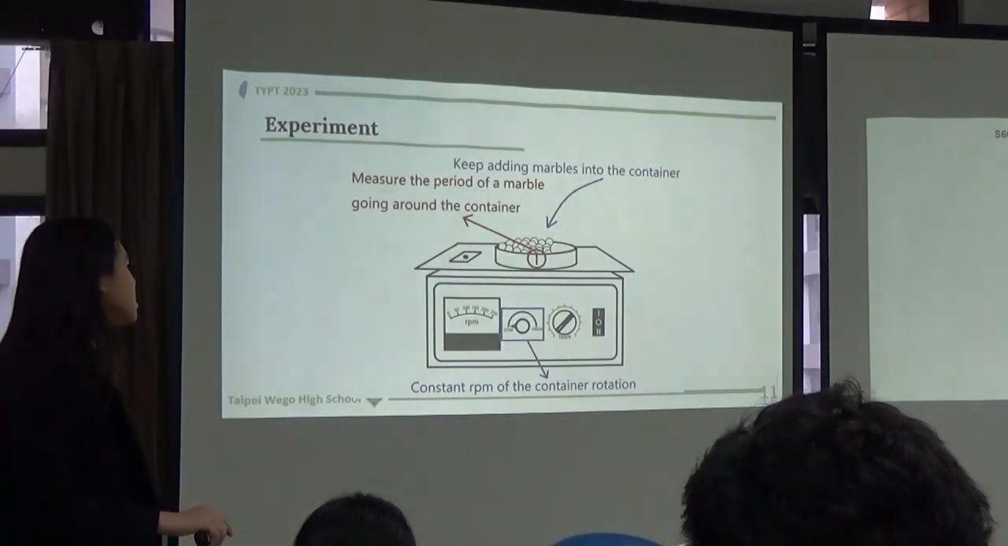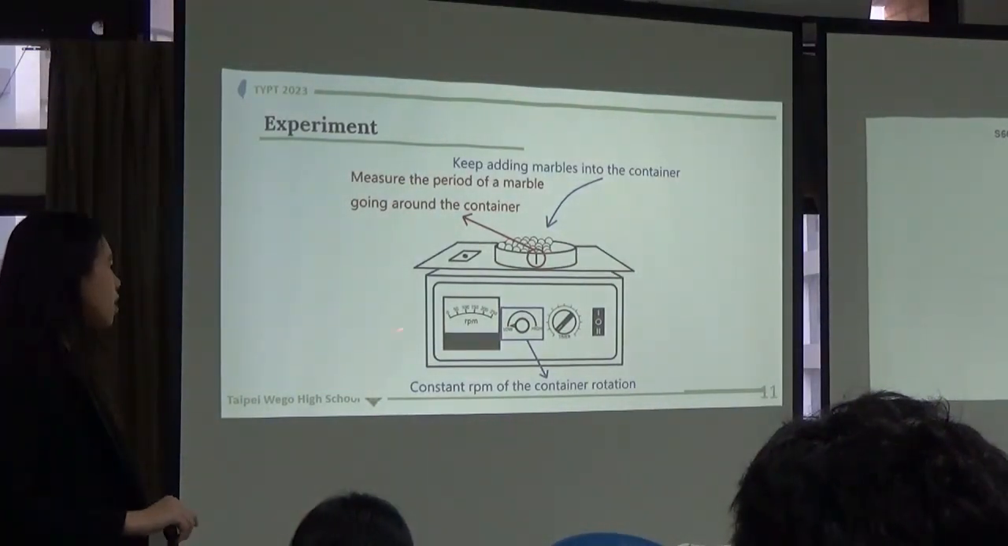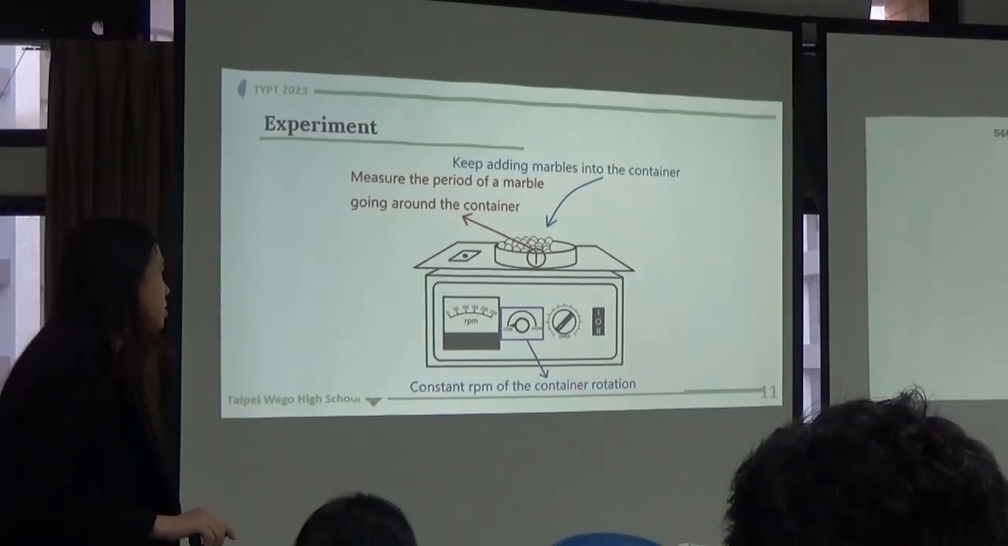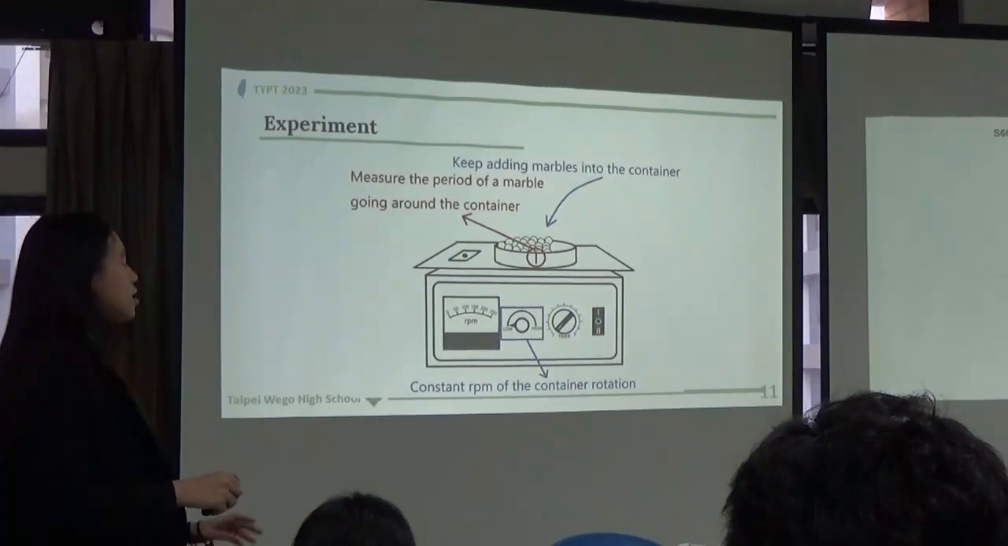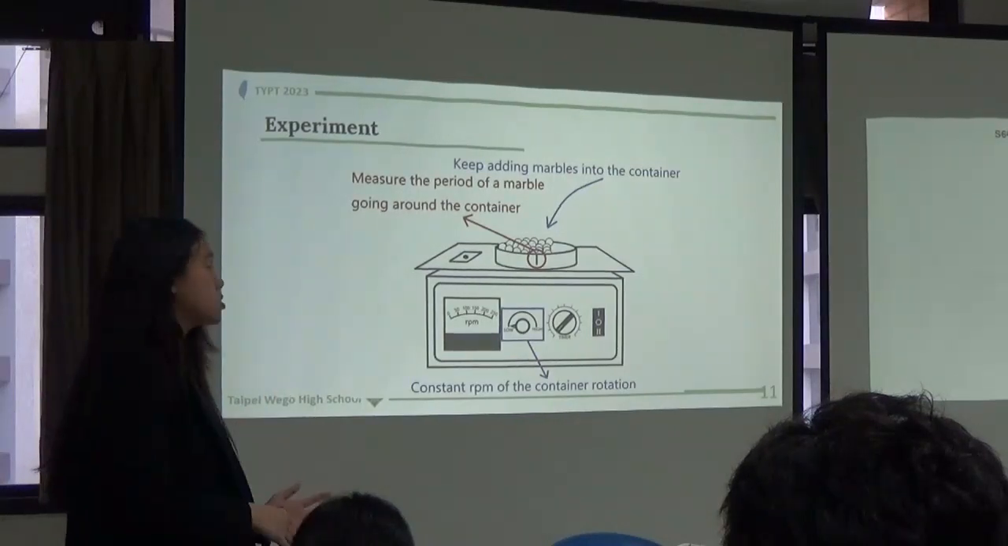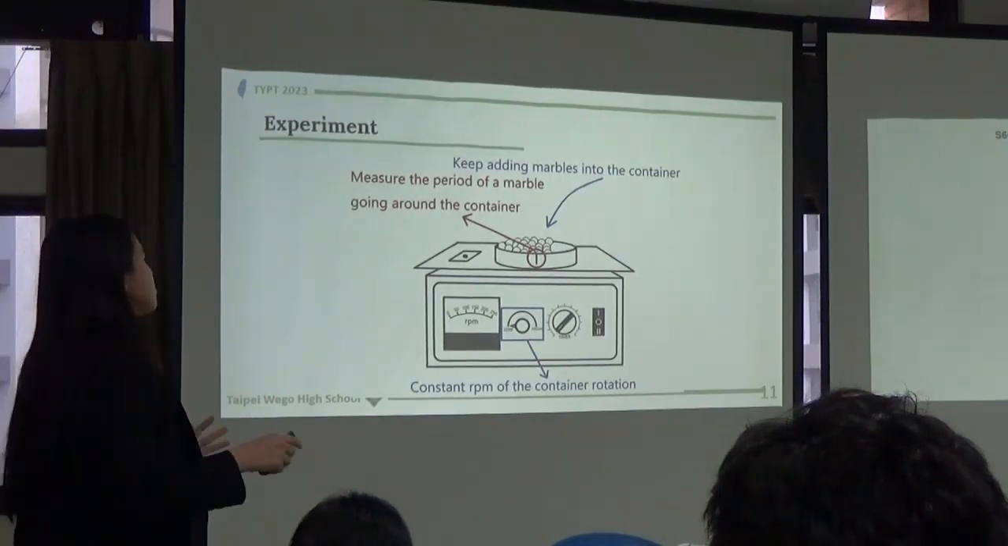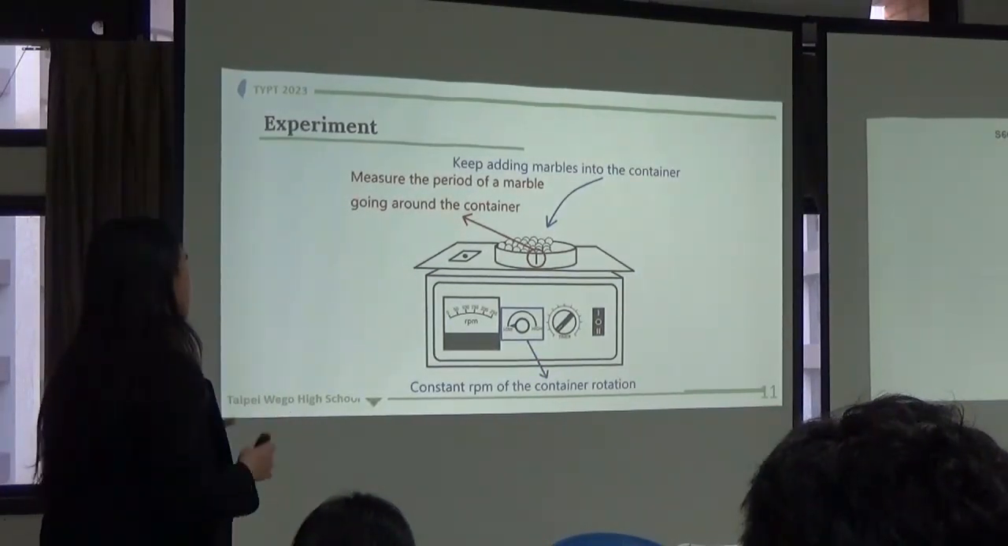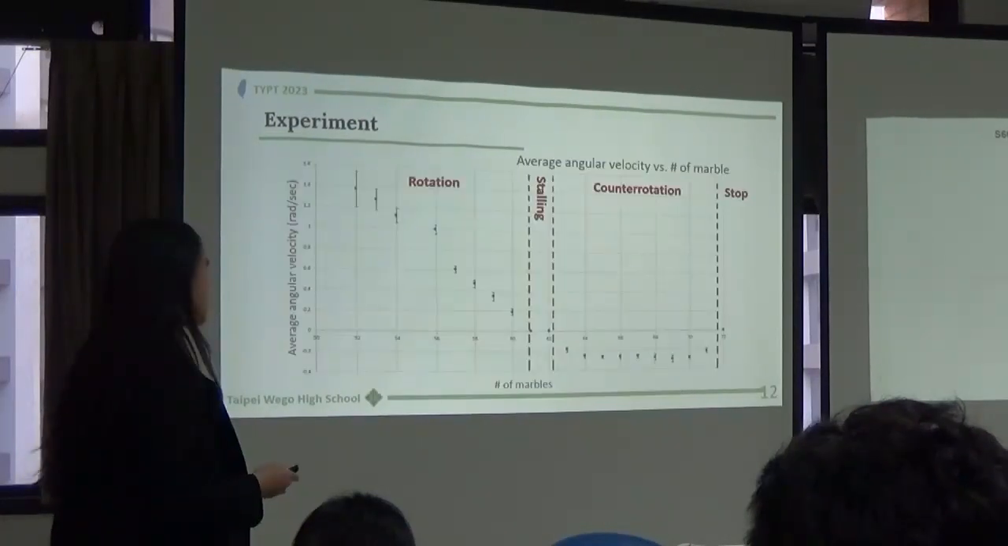And experiment number 1 is that we will keep the RPM of our counter-rotation constant, and we will be adding 2 marbles at a time into our container, and we will use Tracker to measure the period of a marble going around the container, which is point K.